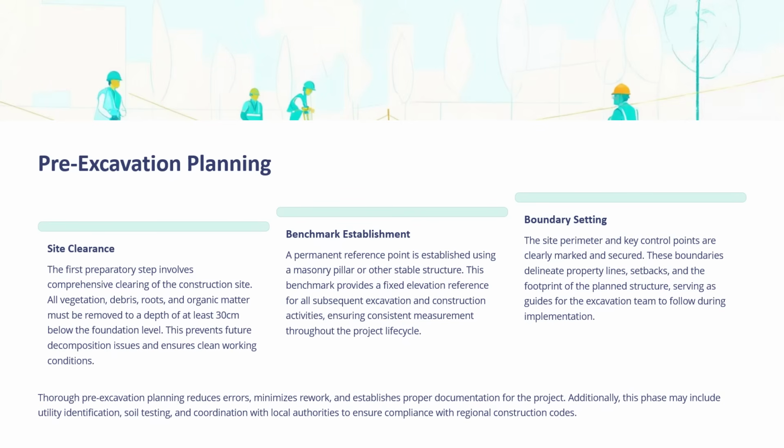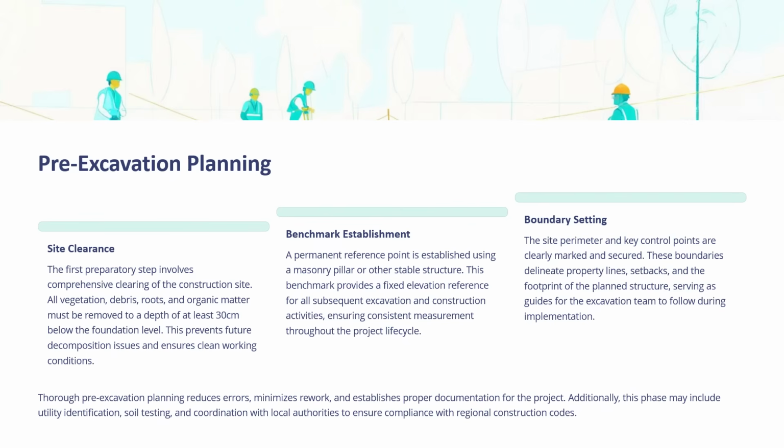This is the first preparatory step, which involves comprehensive clearing of the construction site. All vegetation, debris, roots, and organic matter must be removed to a depth of at least 30 cm below the foundation level. This prevents future decomposition issues and ensures clean working conditions. So after you have completed the site clearance work, you have to establish the benchmark.